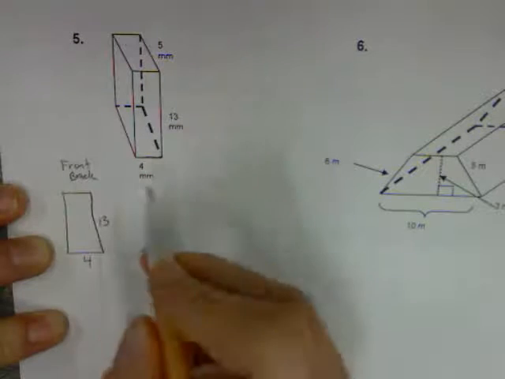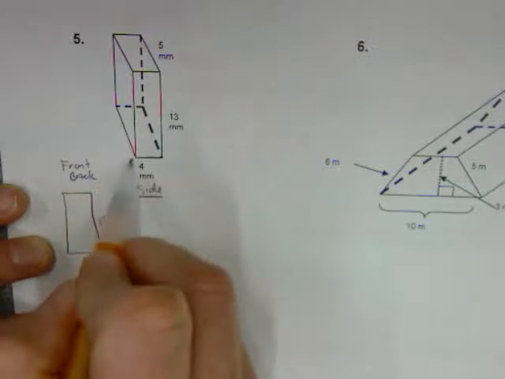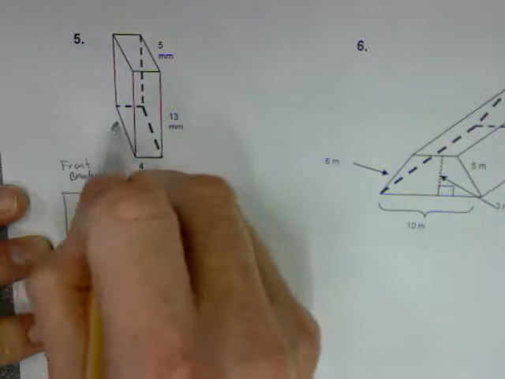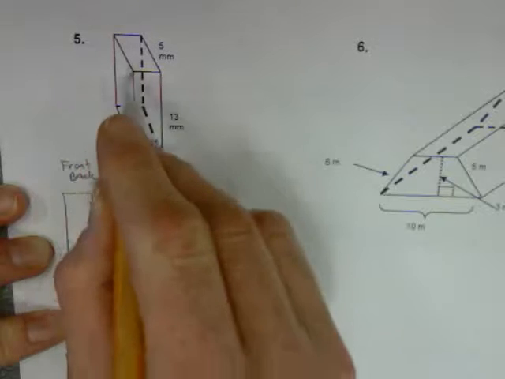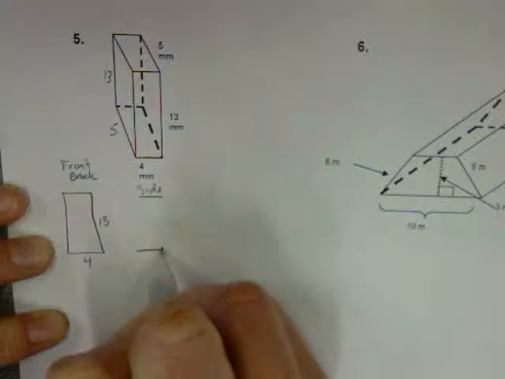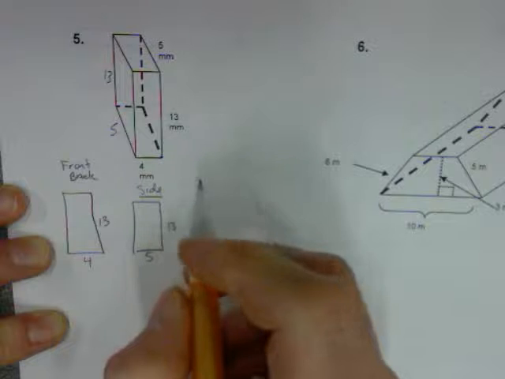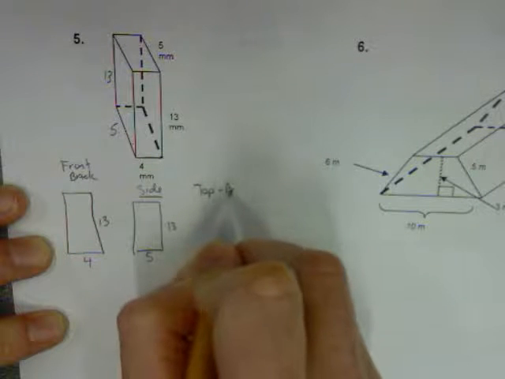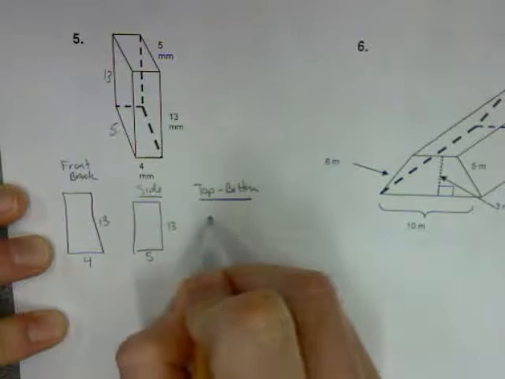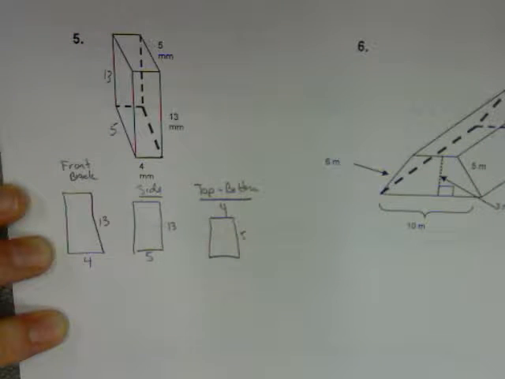Okay. Then we have another side, the two sides. The side view would be 5. This would be 5, the same as this side. 5 times 13. So we have a 5 times 13. And then we have the top and bottom that we need to draw. The top and the bottom is made up of 5 by 4. So we have a 5 by 4 for the top.